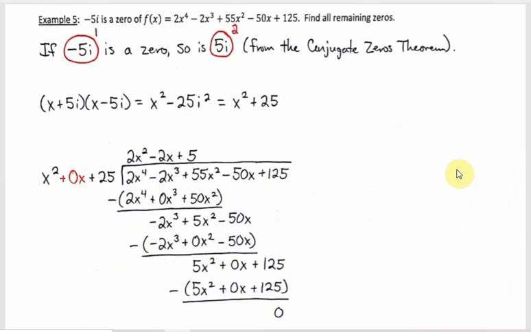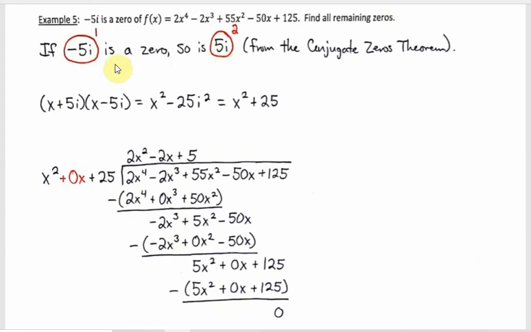Number 5 is like number 4, except the polynomial's of higher degree. So it seems like that's going to make this longer, right? This polynomial's degree 4. But our one known 0 is complex, so you can use the conjugate zeros theorem to get a second one right away. So we know that negative 5i is a 0, but its complex conjugate is positive 5i. That's also got to be a 0.